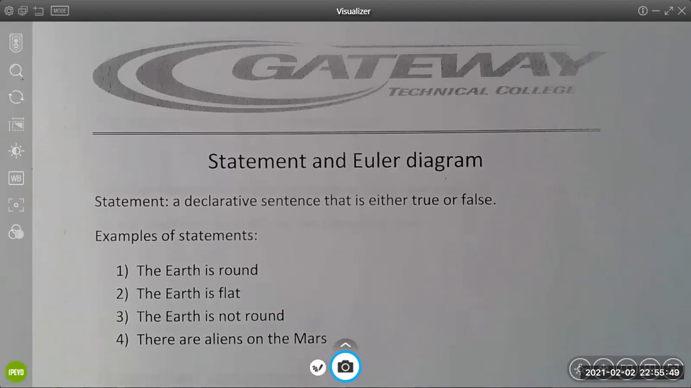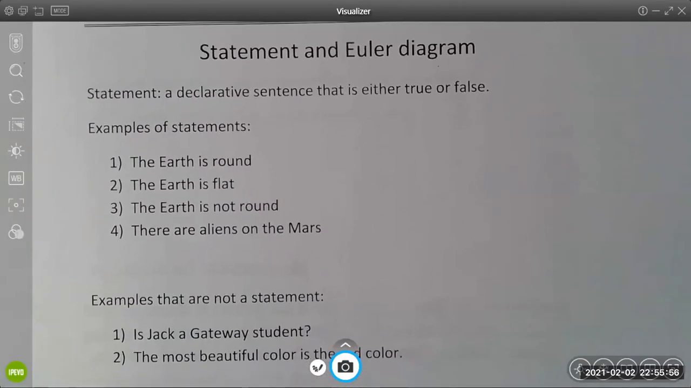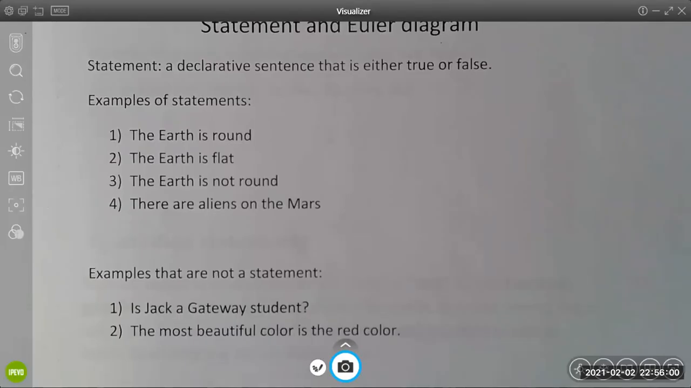Now let's look at two examples that are not a statement, so that at least you have some comparison, right? So look at these two examples. The first one, is Jack a gateway student? Well, this is a question, right? A question cannot become a statement. The reason is a statement has to be something like a declaration. This is not a declaration. This is a question, so it is not a statement.